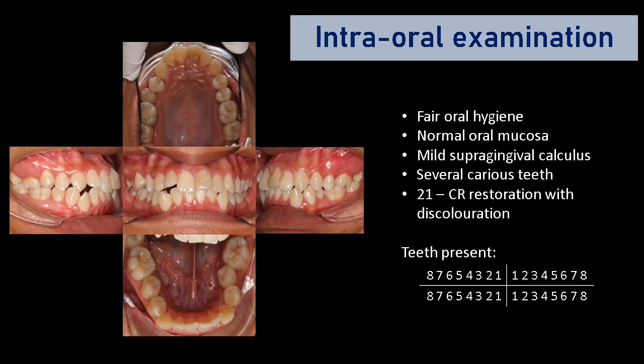These are the intraoral pictures of the patient. He has fair oral hygiene, normal oral mucosa, and there is mild supragingival calculus deposition. Patient had several carious teeth, and on tooth 2-1, there is composite restoration with discoloration. There is yellowish discoloration on the labial surface, on the junction between the tooth surface and the restoration surface, and there is also a dark discoloration on the plateau of 2-1.